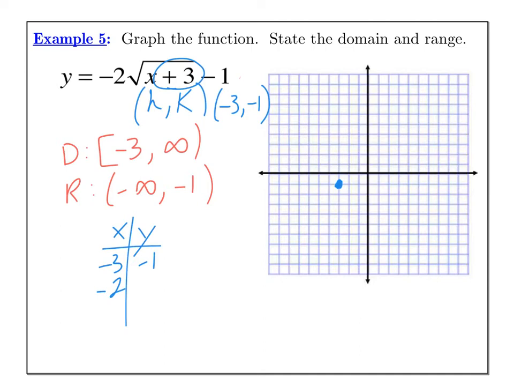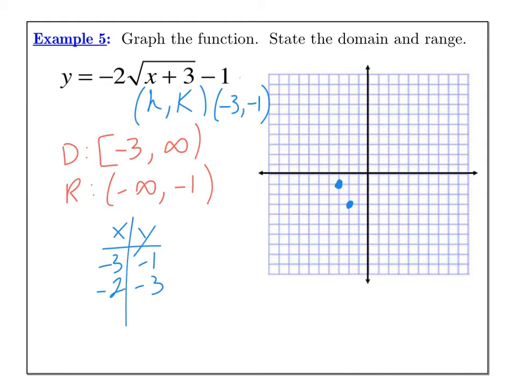Okay, so let's look at that again. So negative 2 plus 3 is 1, the square root of 1, but now I have an a value out in the front, so be careful of that. 1 times negative 2 is negative 2, minus 1 is negative 3. So when we're at negative 2, we're going down to negative 3. And that should make sense, because if the a value is negative, we should be going down instead.